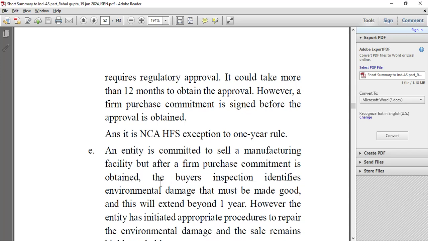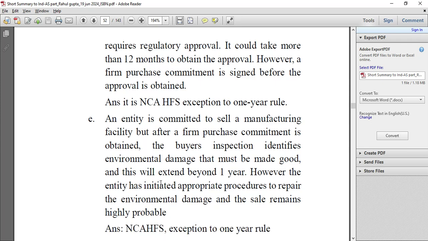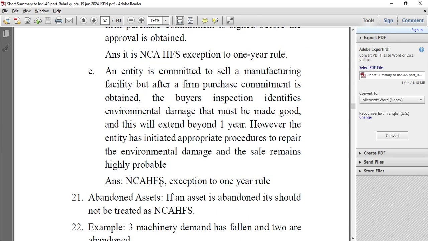An entity is committed to sell a manufacturing facility, but after a firm purchase commitment is obtained, the buyer's inspection identifies environmental damage that must be made good, and this will extend beyond 1 year. However, the entity has initiated appropriate procedures to repair the environmental damage and the sale remains highly probable. It is NCA-HFS, exception to the 1 year rule.